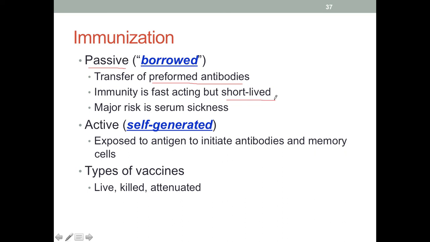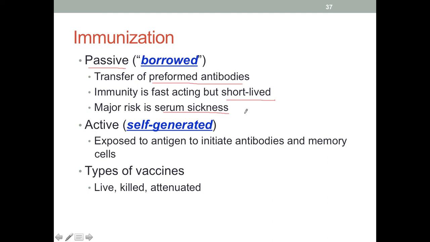There is also a major risk for some people getting these preformed antibodies, and this is serum sickness. So if you think about it, we are injecting the person with active immune molecules from another individual. So this is a foreign molecule in nature to the person who's being injected. Therefore, the recipient may have a reaction to these antibodies. And unfortunately, this can be really severe in certain cases.